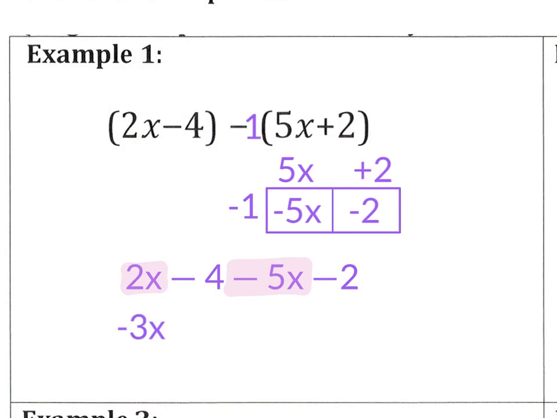And then I'm looking for more like terms. I see a negative 4, and I see a minus 2. Negative 4 minus 2 gives me a negative 6, so that's a minus 6. So my answer here is negative 3x minus 6. And then go ahead and put a circle around that answer, negative 3x minus 6. Let's look at another example.